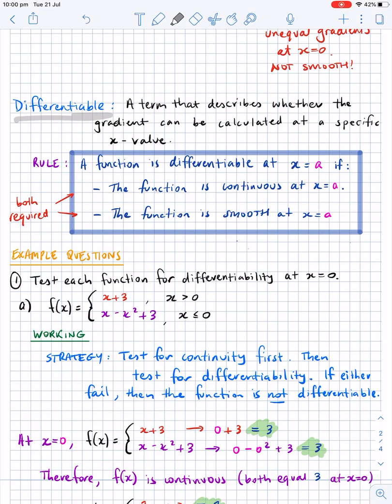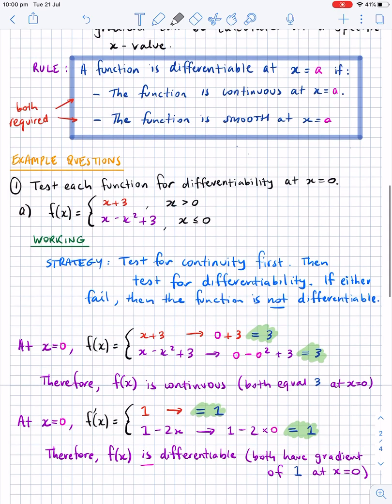Okay, the next word we need to be aware of is the word differentiable. It's a term that describes whether the gradient can be calculated at a specific x value. So can you find the gradient at different points of a function? We can state a rule: a function is differentiable at a specific value of x, where x is some number like 0, 1, or 2, represented by this a, if the function is continuous and the function is smooth at this value of x equals a. So if we want to show differentiability, we need to show it's continuous and also smooth.